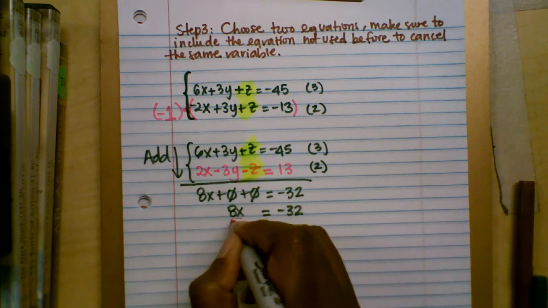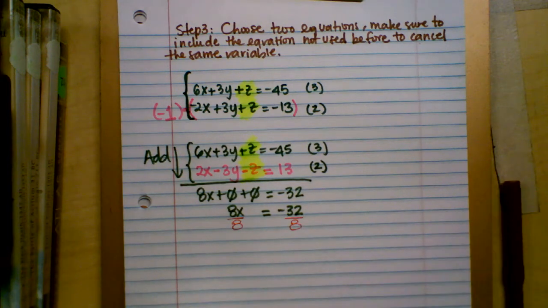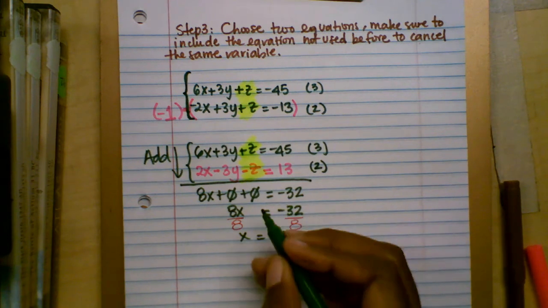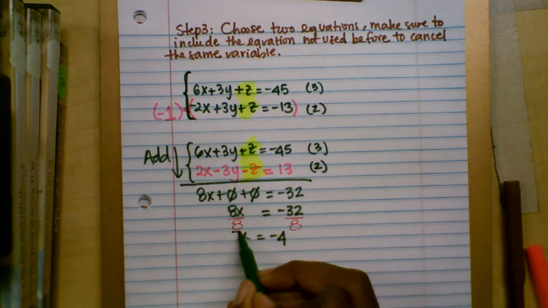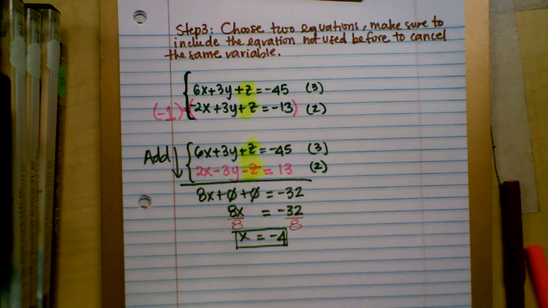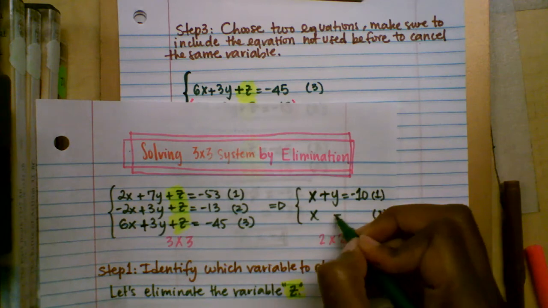So you want to divide by 8 on both sides. Why? So you can get x alone. And now x is equal to negative 4. So now we solve our second equation, and that's nice here. The second equation is just one variable. We don't have two variables. So the next equation is going to be x equal to negative 4.